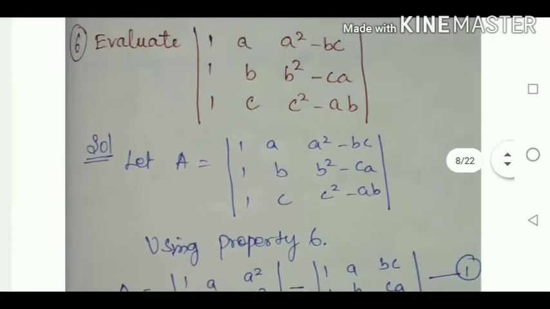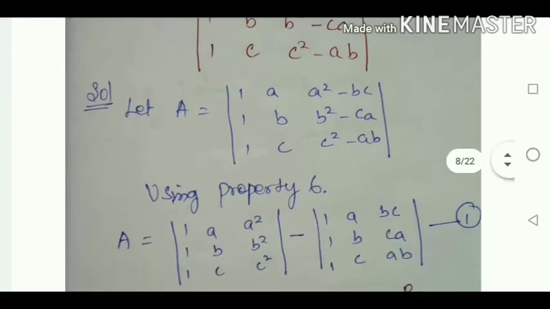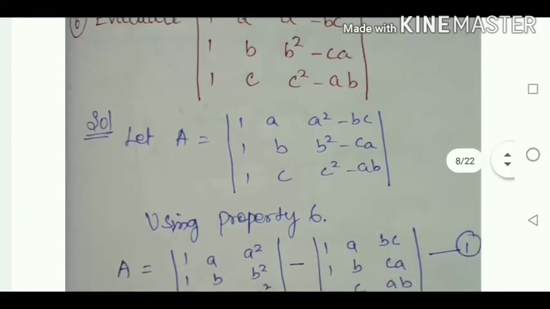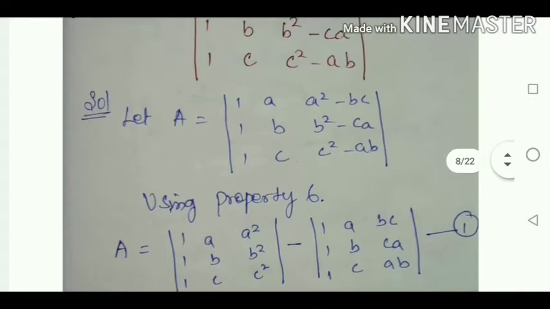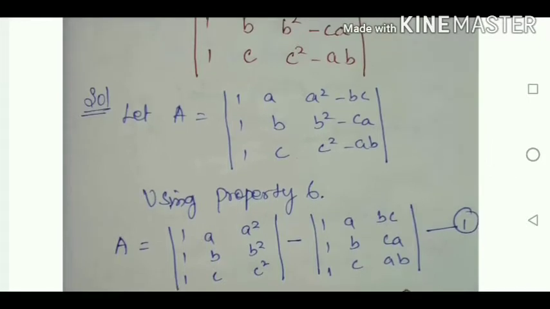Then next is the sixth question, evaluate: |1 a a²-bc; 1 b b²-ca; 1 c c²-ab|. So using property 6: if there is a sum or subtraction, whatever it may be, we split it into two matrices. Here a minus sign is given in a² - bc, b² - ca, c² - ab. That is split into two matrices.